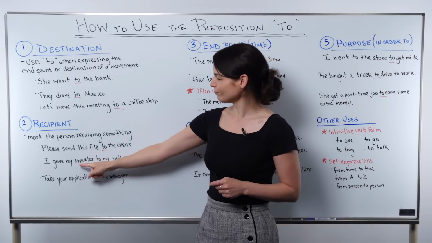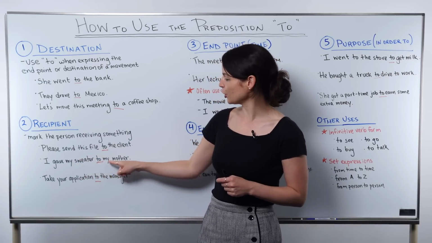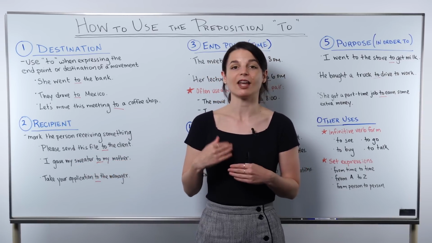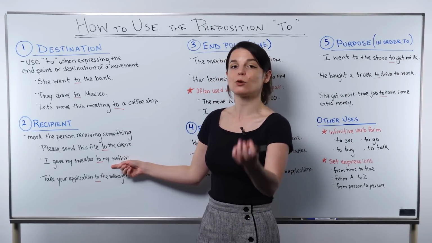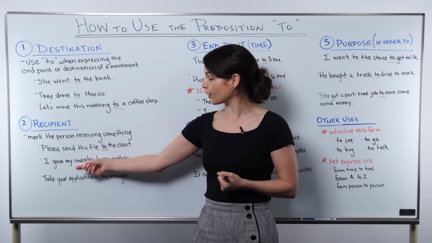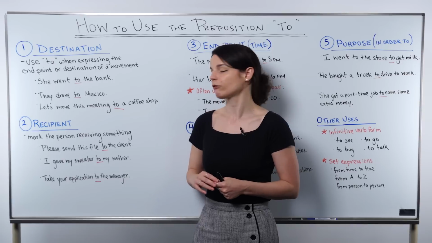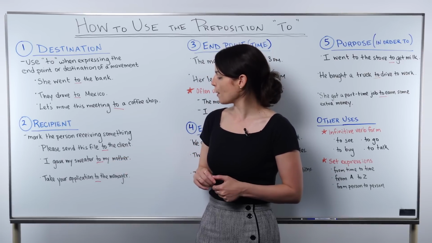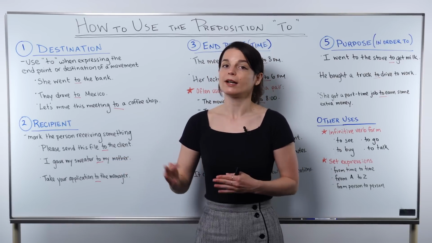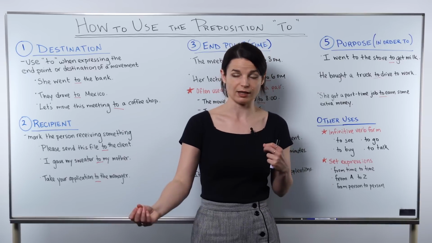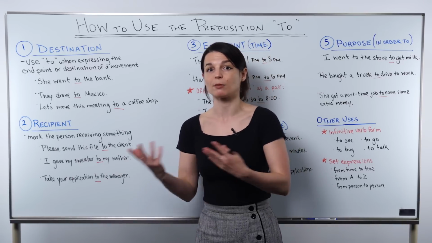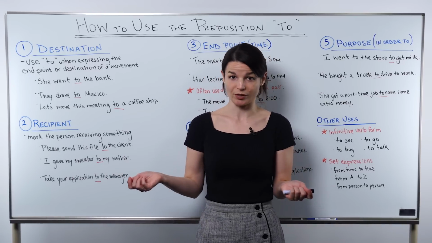Next one. I gave my sweater to my mother. Again, my mother is the recipient of this object, my sweater. I gave my sweater to my mother. So this is one kind of example sentence. There are other ways to talk about giving and receiving. For example, I gave my mother my sweater is also 100% correct.